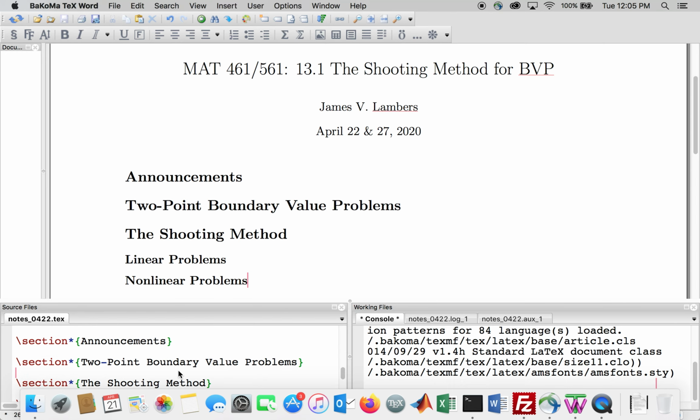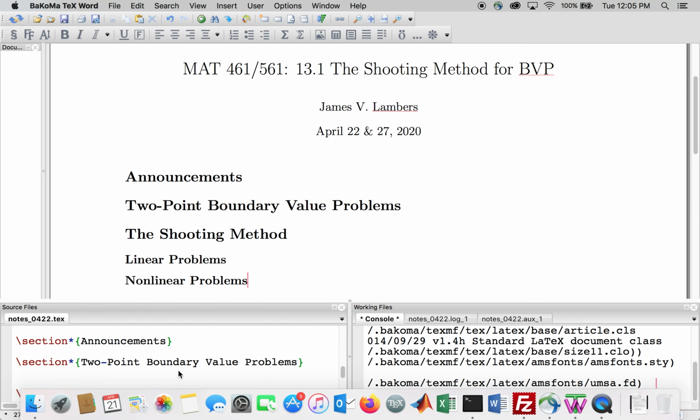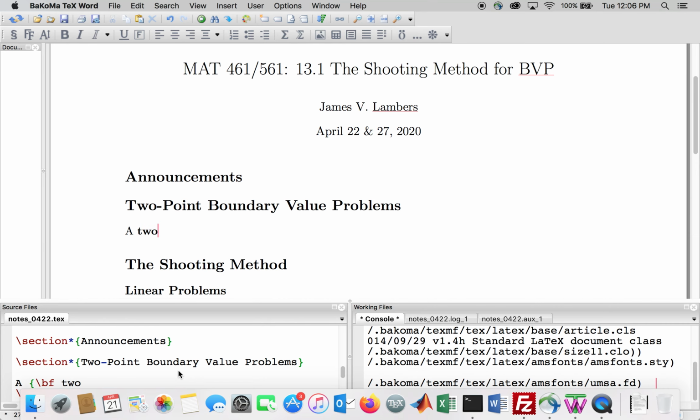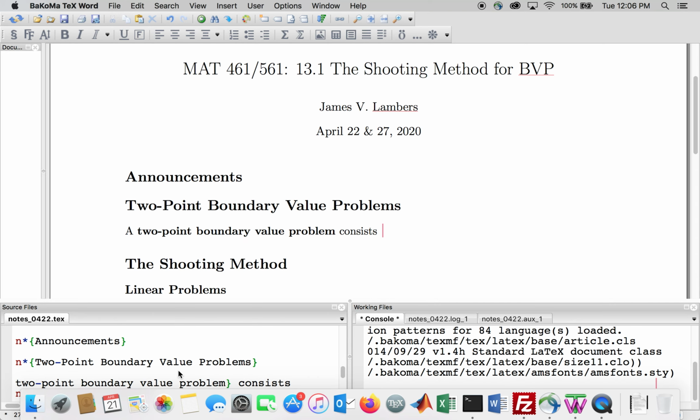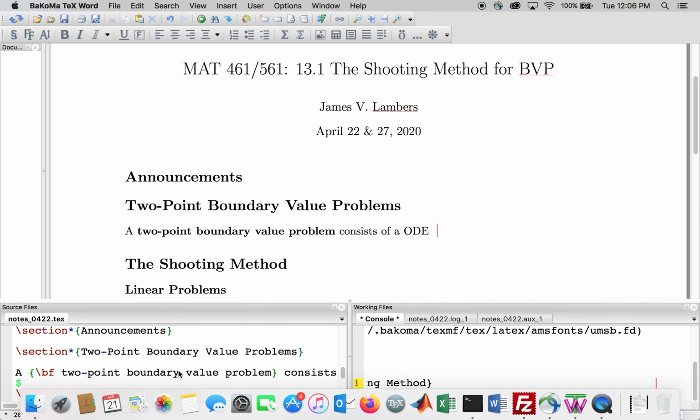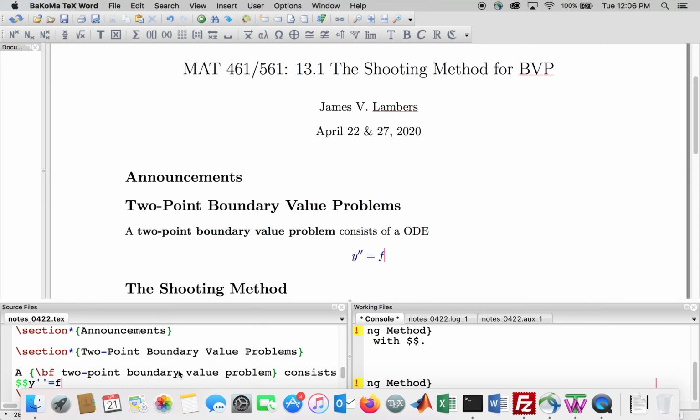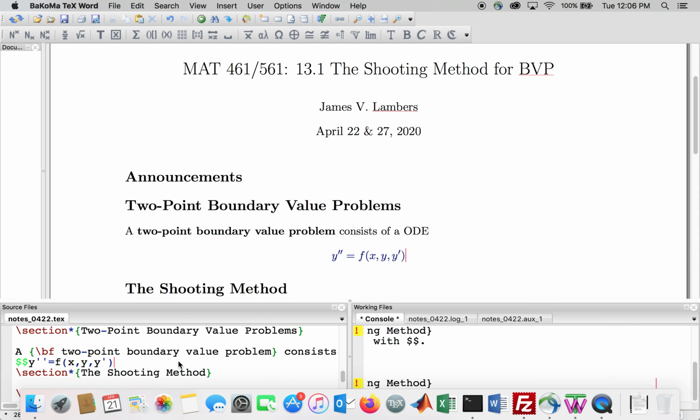So what is a two-point boundary value problem? I'll give you the general form. What we have is a second order ODE as opposed to the first order we had before. So y double prime is equal to some function of an independent variable x, and then also the solution y itself and its first derivative. And the problem is defined on a bounded interval, AB.